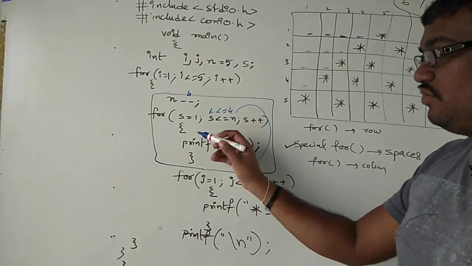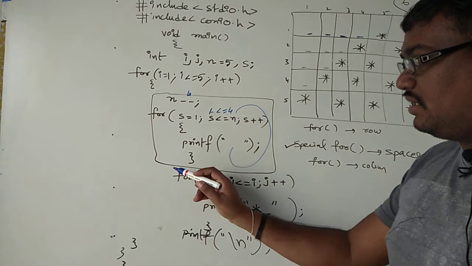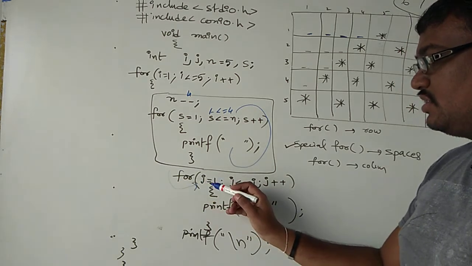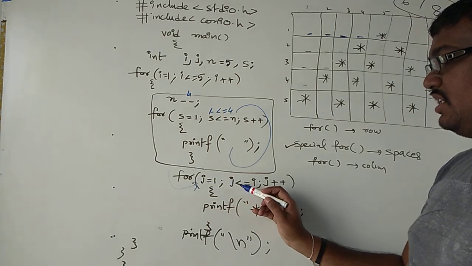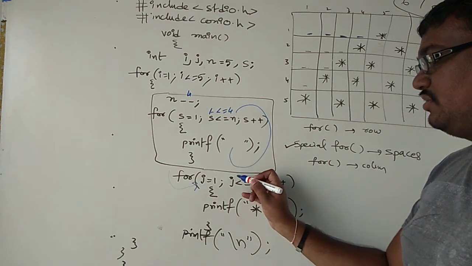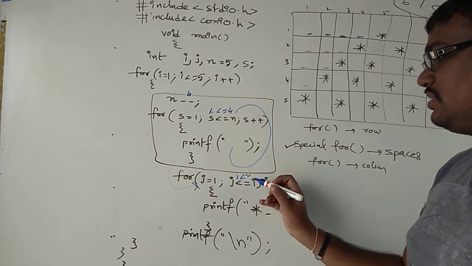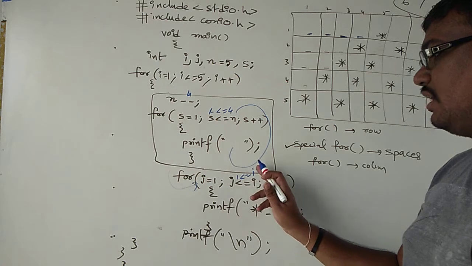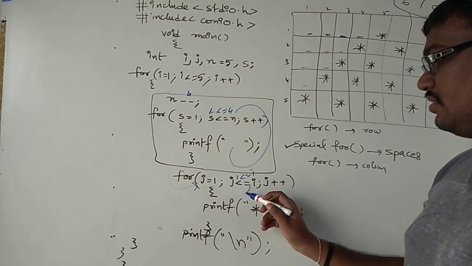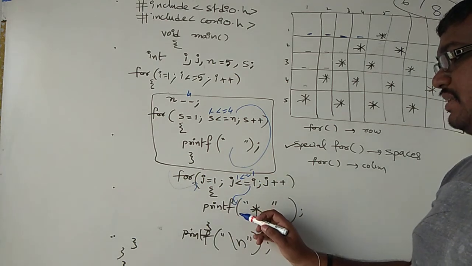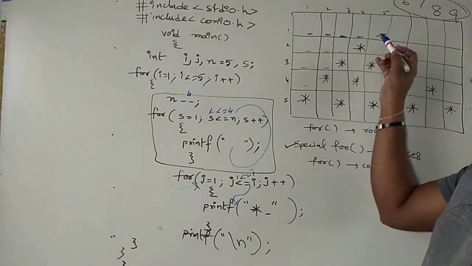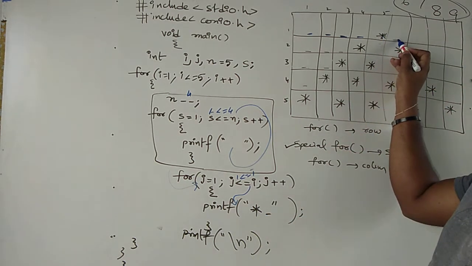After finishing this loop, the control goes to the next for loop, starting from j less than or equal to i. j means 1, less than or equal to i means also 1, i means 1. The control goes to the printf statement. It displays the star and also a space.